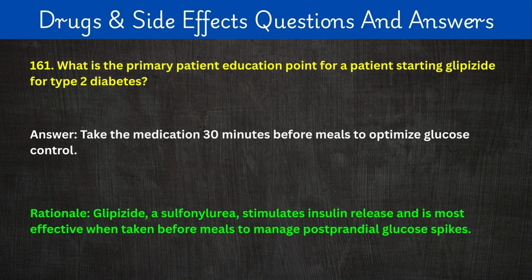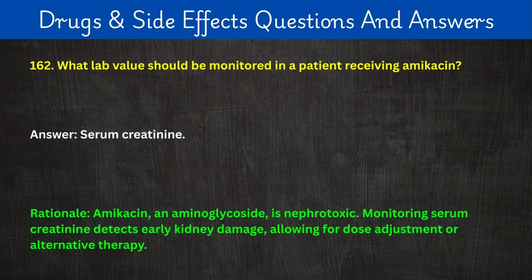161. What is the primary patient education point for a patient starting glipizide for type 2 diabetes? Answer: take the medication 30 minutes before meals to optimize glucose control. Rationale: glipizide, a sulfonylurea, stimulates insulin release and is most effective when taken before meals to manage postprandial glucose spikes.